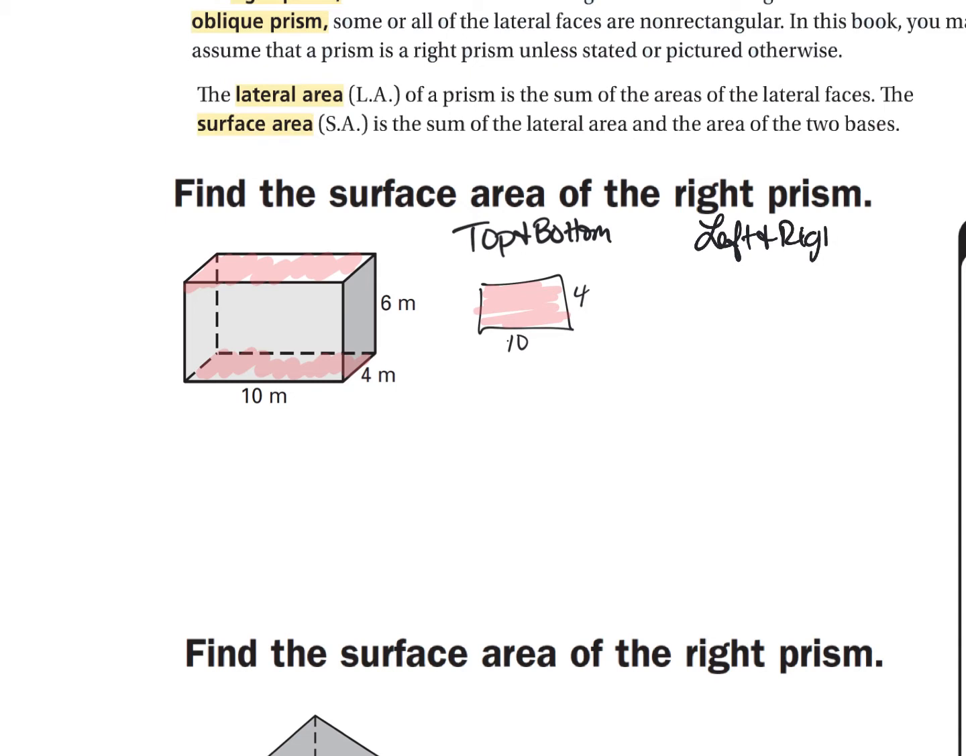Left and the right side. That would be right here. There's one. Here's the right side. So those are also rectangles. And so they are 6 by 4s. Cool. And then the last would be what? Front and back is what I'm going to call it.